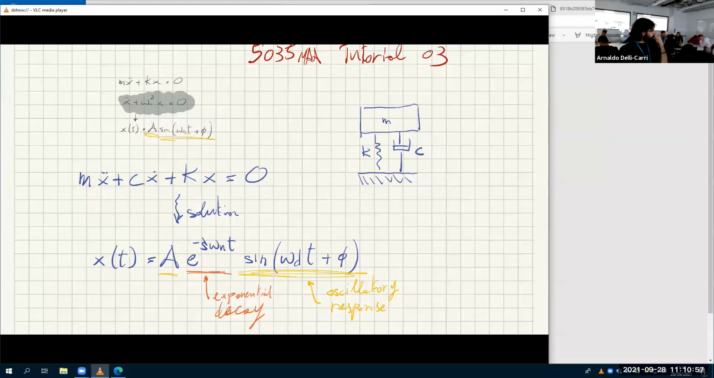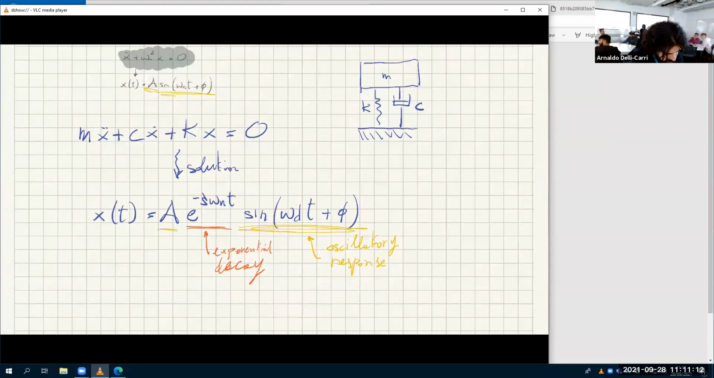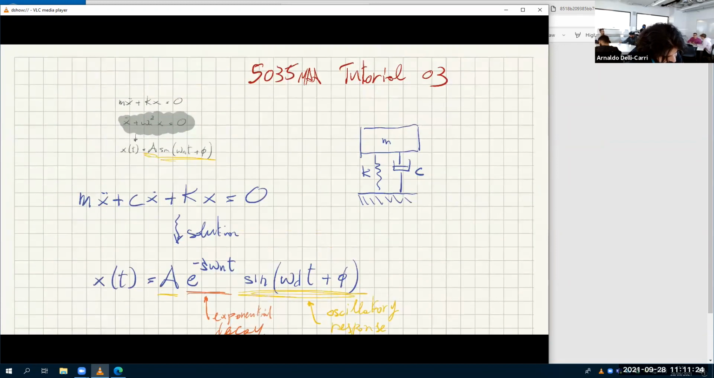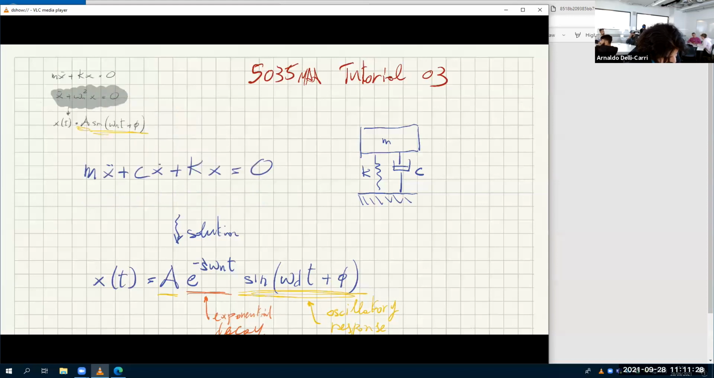Most of the time it's on the omega nt. This one is called zeta omega nt. I'm going to explain these terms. In fact, I skipped one step, because before we go from here to here, I forgot to normalize this equation by the mass.